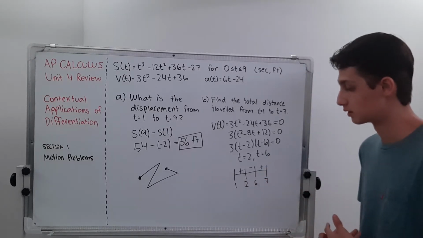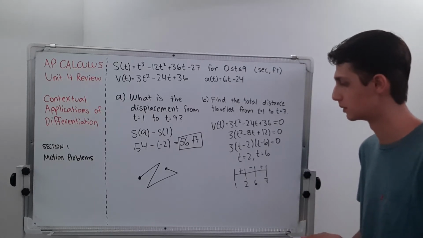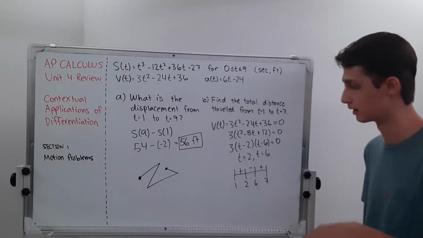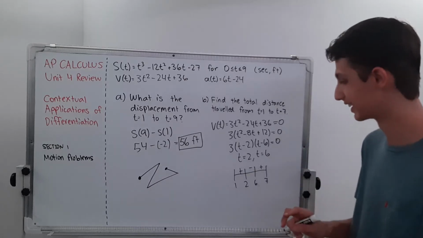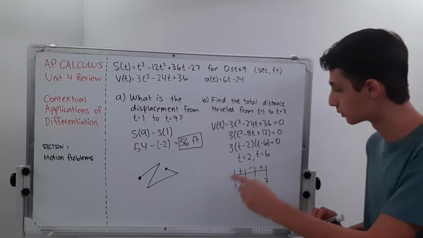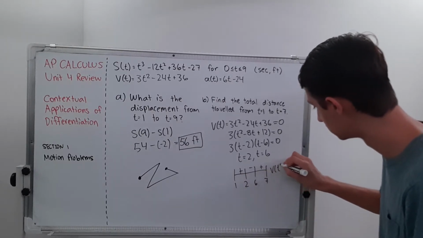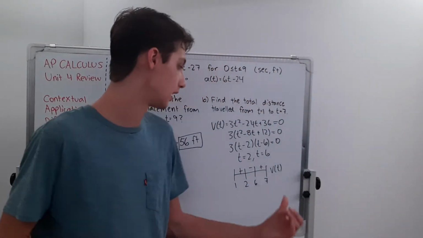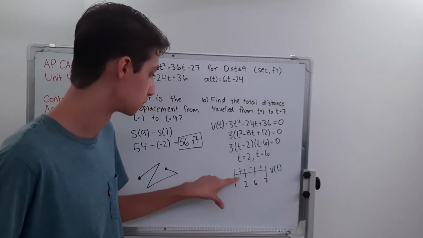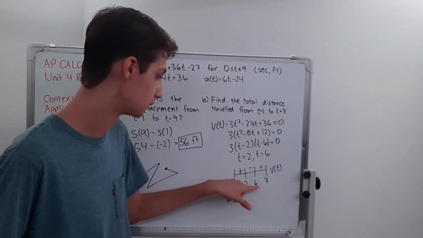Another thing, you can use multiplicity if you know what that means. I'm sure there are videos on YouTube about that, but I'm not going to go into that because that's a whole thing. But yeah, this is what we get. This is our velocity. Our velocity is positive between 1 and 2, negative between 2 and 6, and then positive again between 6 and 7.